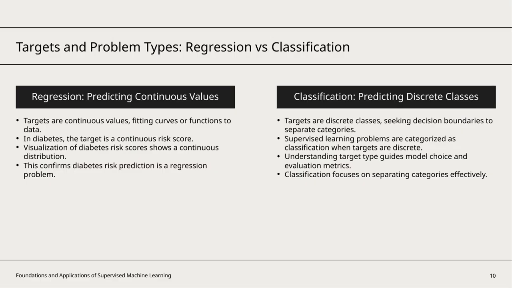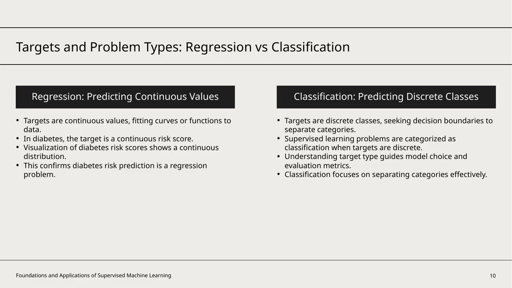Let's dive into targets and problem types, regression versus classification. Targets are essentially the outcomes we want to predict, and they can be either discrete classes or continuous values. If we're dealing with categories, like identifying whether an email is spam or not, we're looking to create decision boundaries that separate these categories effectively. When the targets are discrete, supervised learning problems are categorized as classification. Recognizing whether we're working with classification or regression is crucial because it guides our choice of models and the evaluation metrics we use to assess their performance.